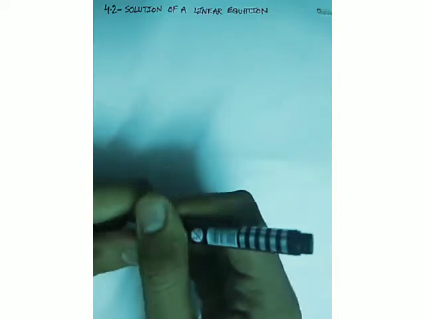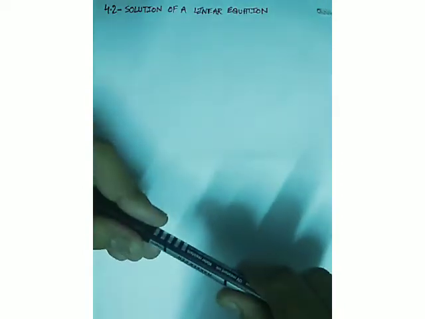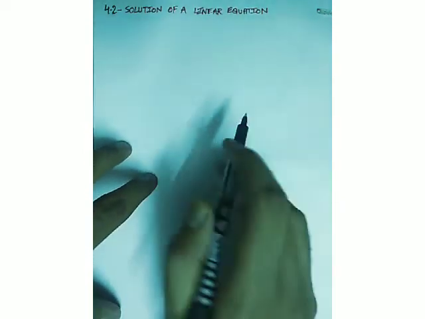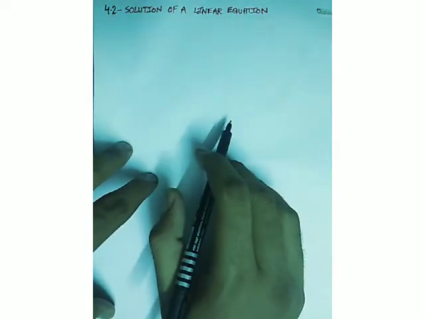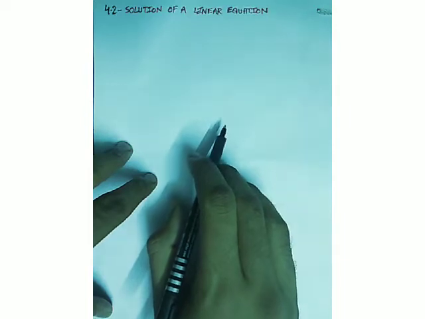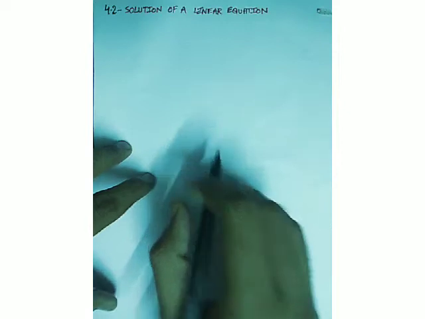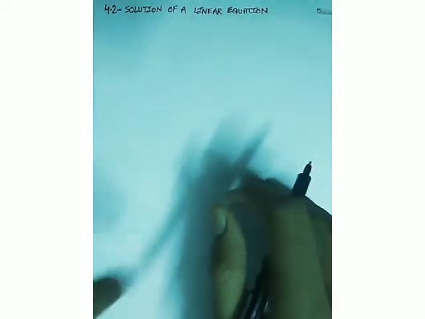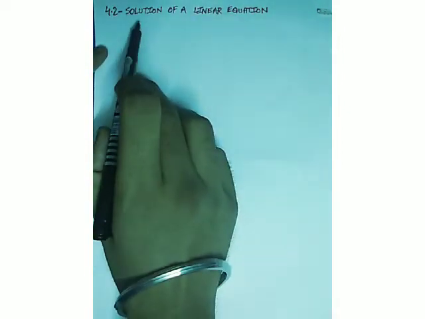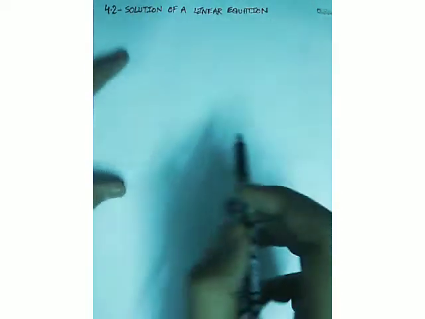So far, we have been discussing exercise 4.1 NCERT maths, that is linear equations in two variables, and we have successfully completed exercise 4.1 in our first video. It was related to the general form of the linear equation. Now, as I have written already, we have to discuss the solution of a linear equation.